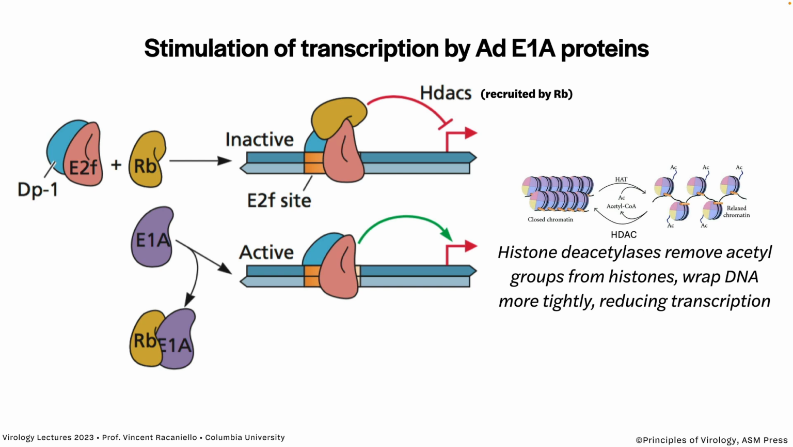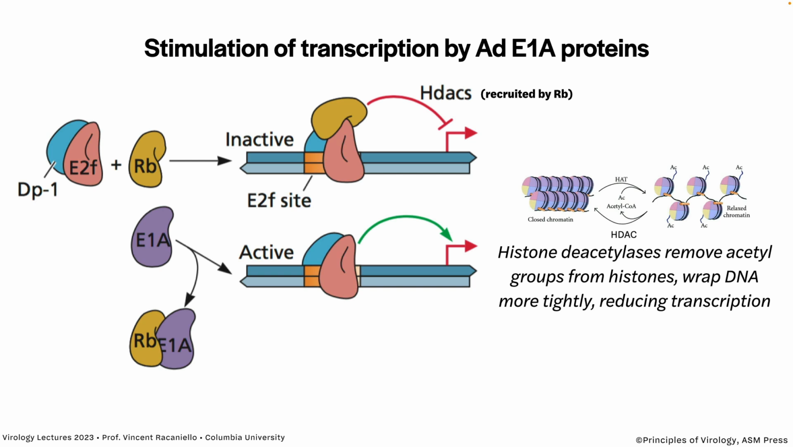So E1A is needed to free up E2F so that it can bind to the viral E promoter, and get transcription going, which includes the polymerases and all the proteins you need for DNA synthesis, okay? So this is a key point to remember for later on when we talk about cancers and cell division. That's why we need E1A.